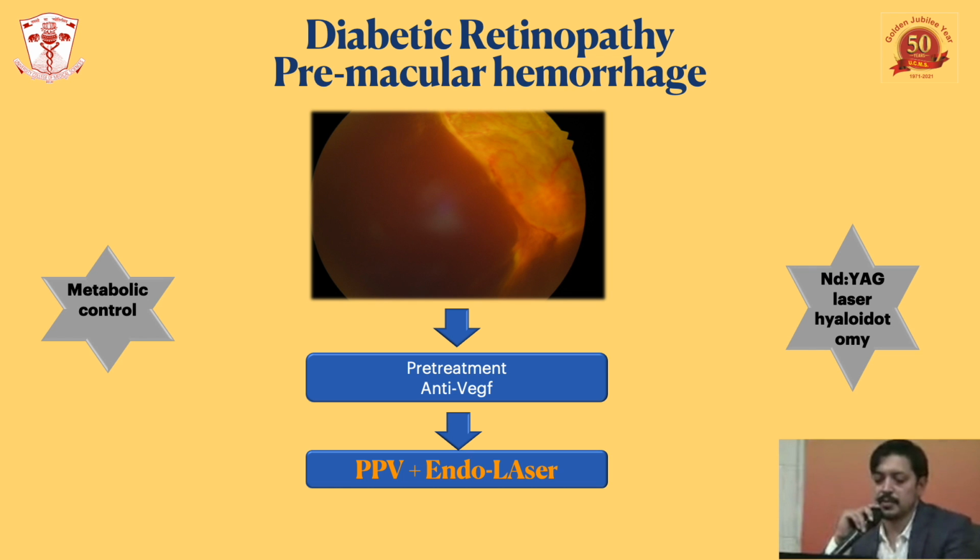So how do we treat a patient with diabetic retinopathy with premacular hemorrhage? Again, we give a pre-treatment with anti-VEGF 3 days prior. We do a PPV with endolaser. There is also a way to deal with this premacular bleed, which is doing an Nd:YAG laser hyaloidotomy. But why do we do a PPV in this patient? Because once we do a PPV, it removes the inflammatory mediators from the vitreous. At the same time, it removes the scaffold for the growth of these new vessels, and it takes care of future complications.